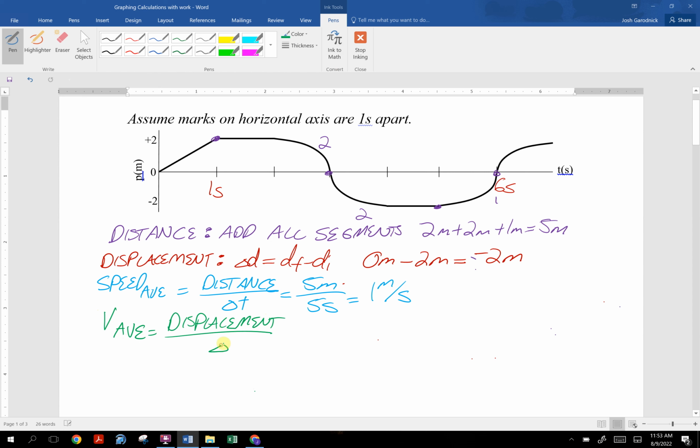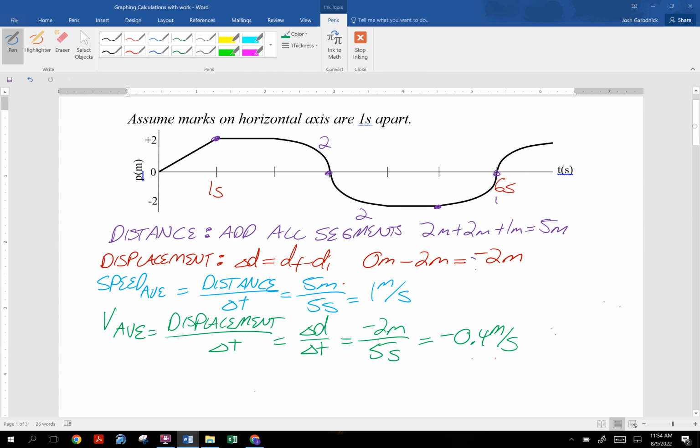So that is delta D over delta T. The differences in this mostly arise between average speed and average velocity. They do tend to arrive a lot in graphs. And for much of the year, average speed or speed and velocity are very similar, but velocity, as you know, includes direction. All right, so in this case, it's -2 meters over 5 seconds, because that's 1 to 6 seconds for a total of 5 seconds, gives us -0.4 meters per second. So there's clearly a difference between average speed and average velocity.